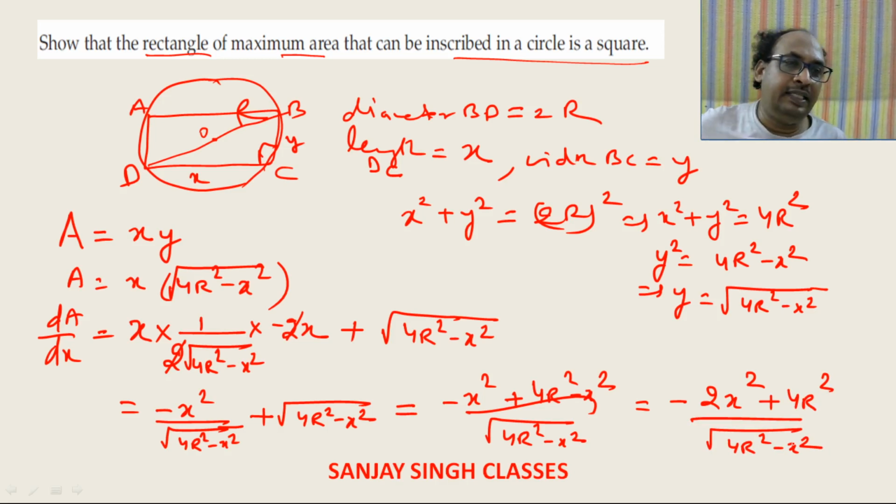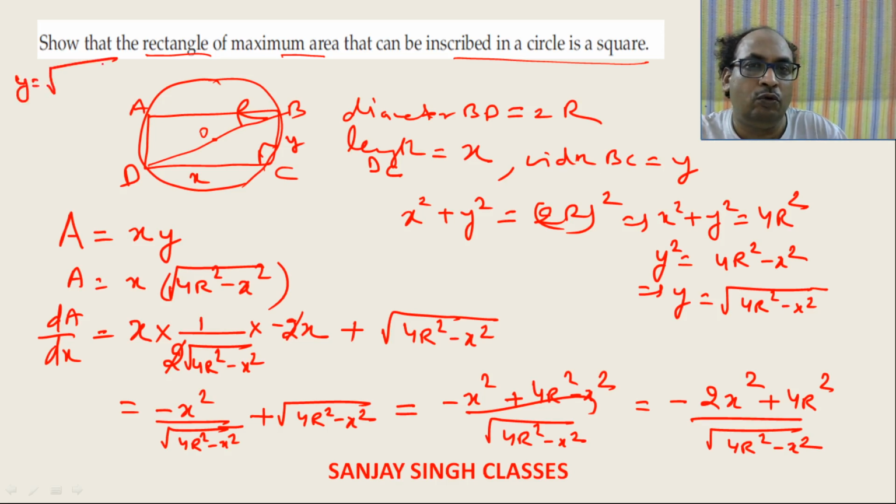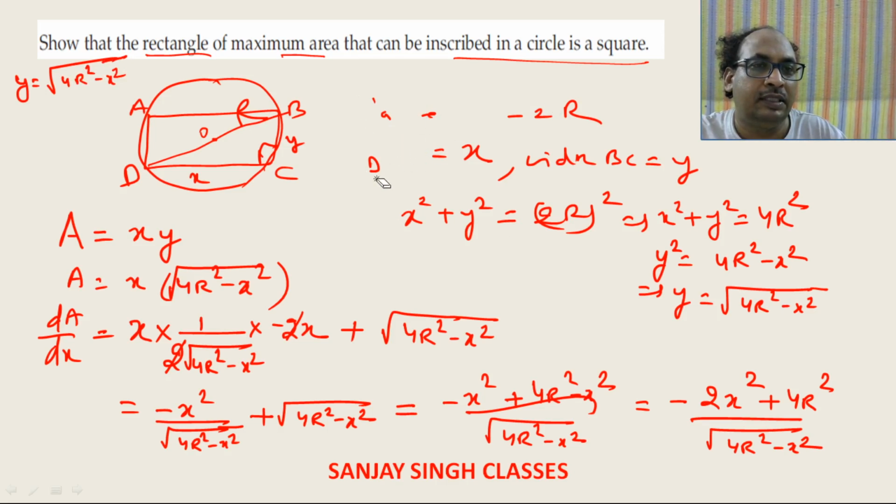Now to find the maximum value, first we need to put dA by dx is equal to 0. Here let me write y is equal to whole root 4r square minus x square, because later on we need to find y. Okay, and now I will rub these things, not required.